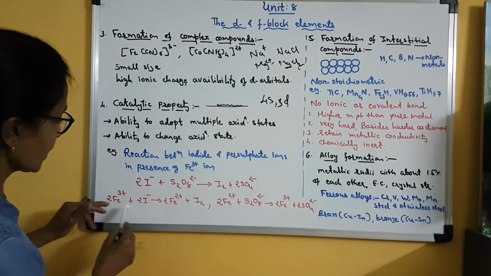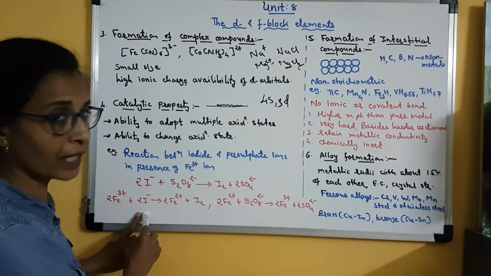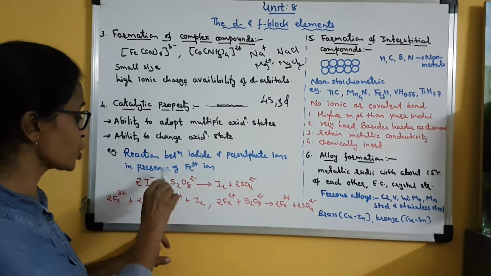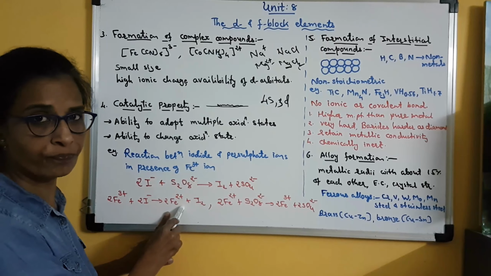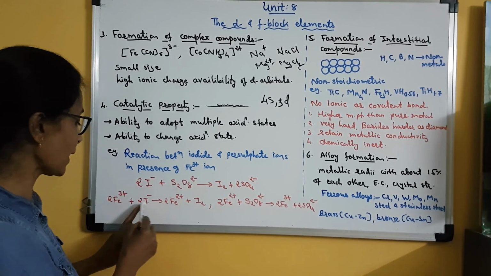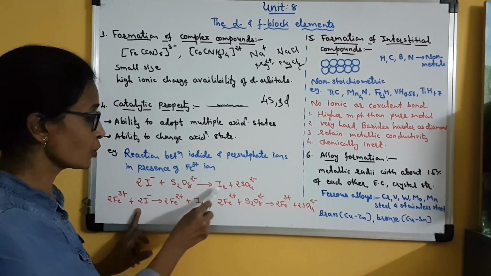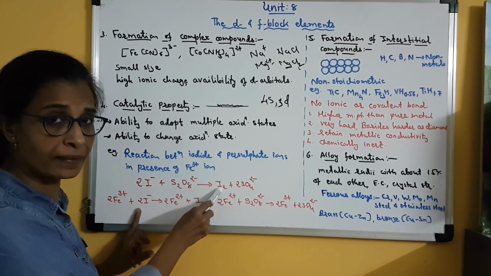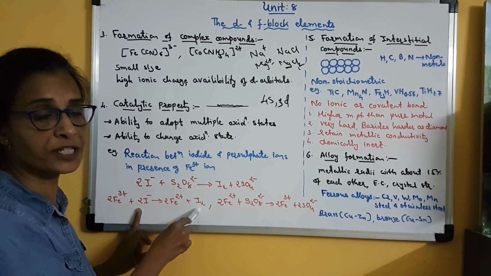In the first step, the catalyst, that is Fe3+ ion, will combine with iodide ion and it will change its oxidation state from +3 to +2. Means it will reduce. Clear? And it will oxidize iodide ion into iodine. Clear? So this iodine which is there in the main reaction is actually obtained in the first step itself.